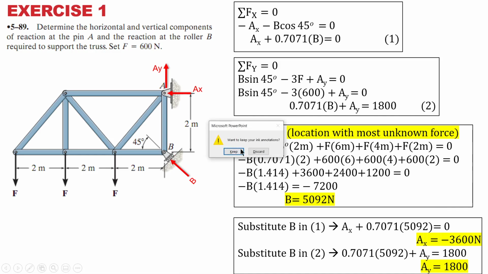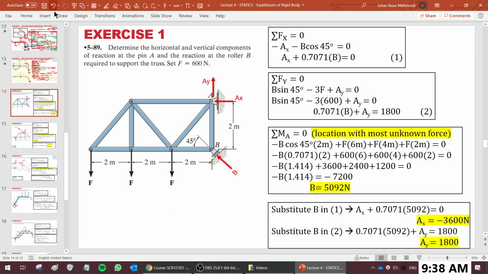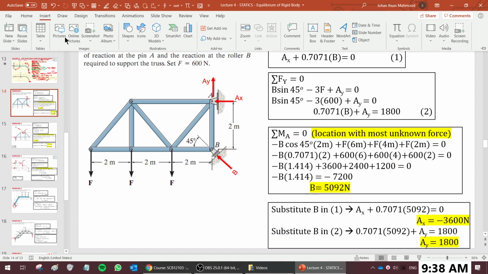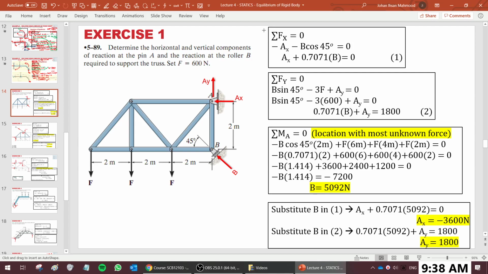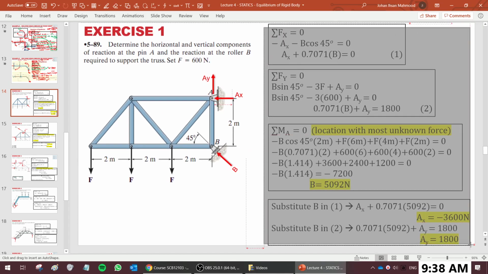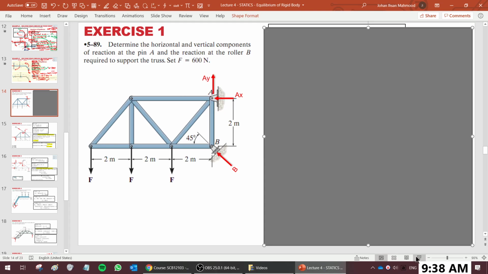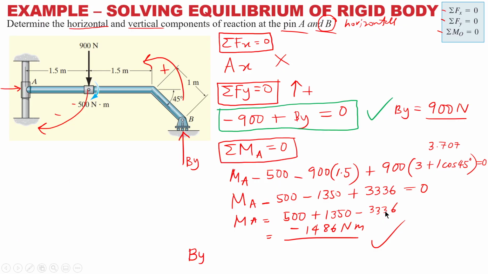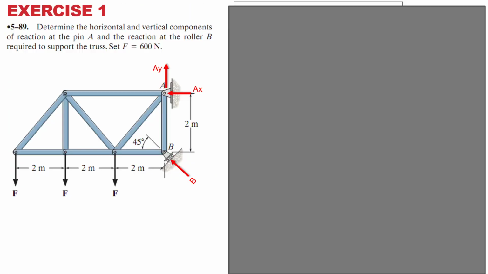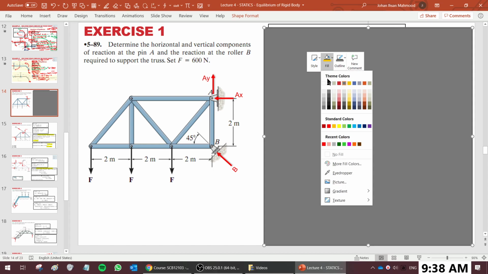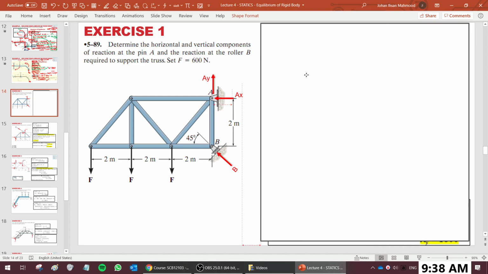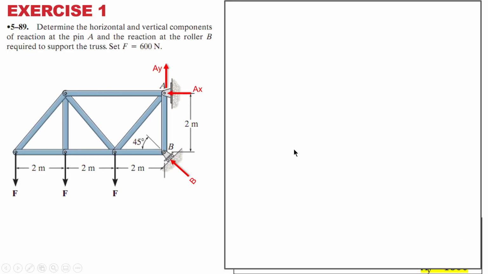Escape dulu. Keep. Insert shape rectangle. Tutup dulu. Tutup dulu. Nak tulis macam mana? White colour. Fill with white colour. Okay, now we do it.